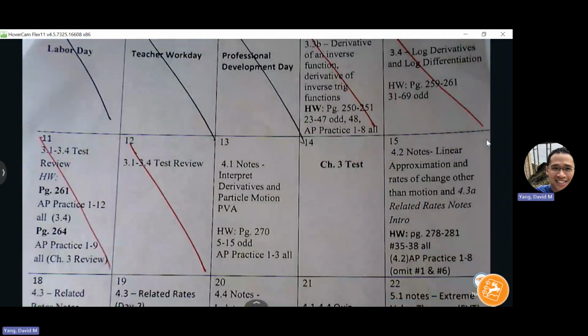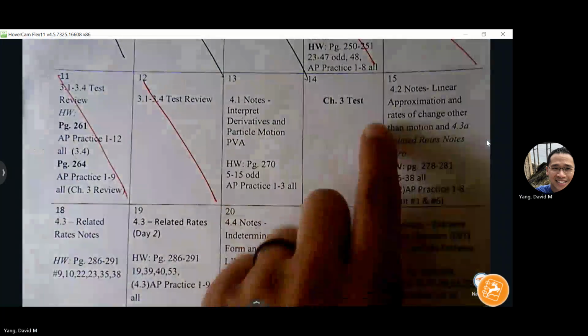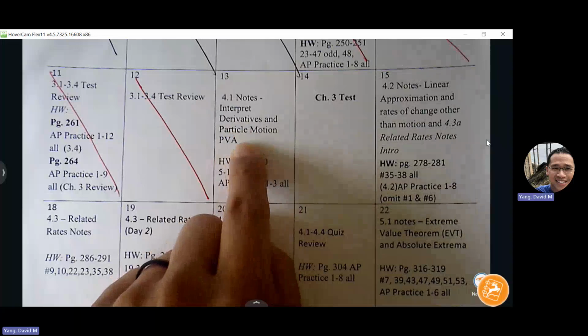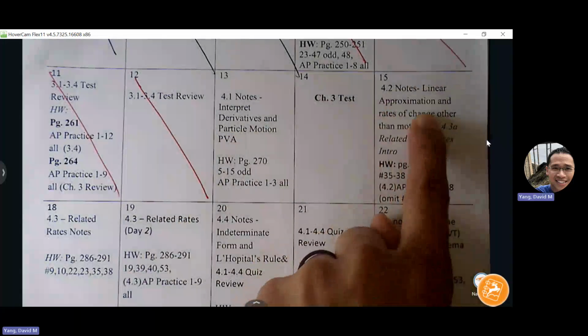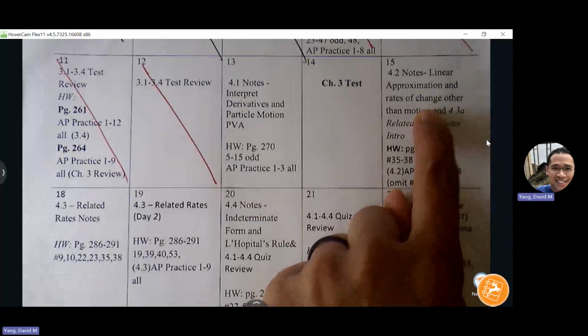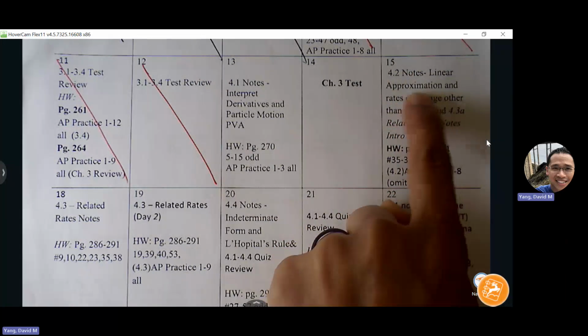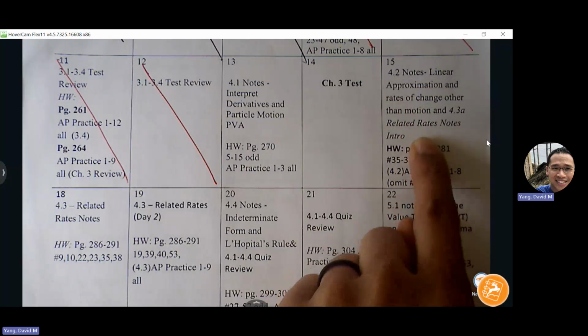Okay, let me go over the calendar real quick here, just to show you what's coming up. We did particle motion yesterday. If we have time, we will do some more practice with that additional worksheet that you picked up yesterday. Linear approximation is our topic for today. All this really is, you get your tangent line equation and then you plug in whatever decimal they give you. So we'll just practice with that.